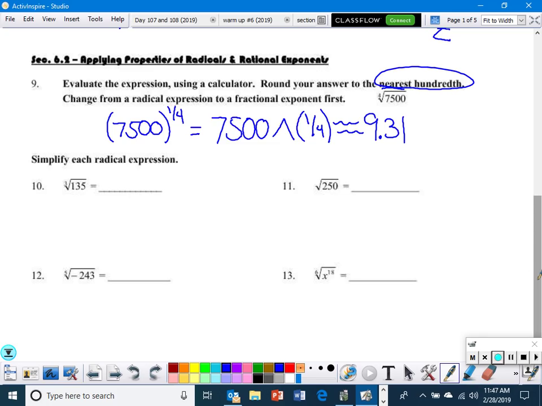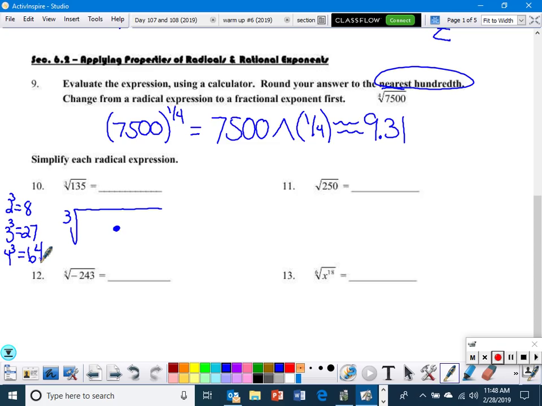So this is where we need to remember our perfect cubes. We're going to need to split the 135 up into 2 numbers. Okay, so let's review our perfect cubes. We've got 2 to the 3rd, which is 8. We've got 3 to the 3rd, which is 27. We have 4 to the 3rd, which is, I believe, 64.